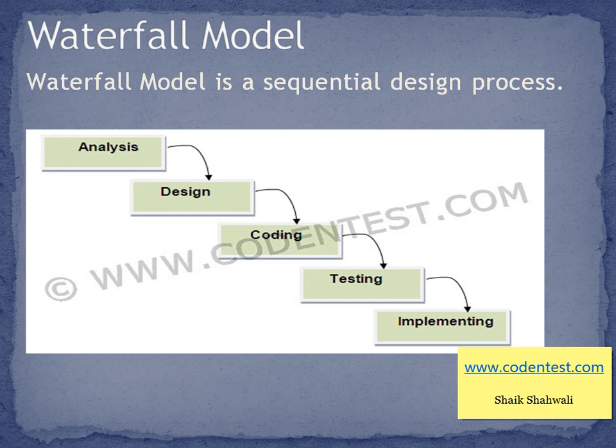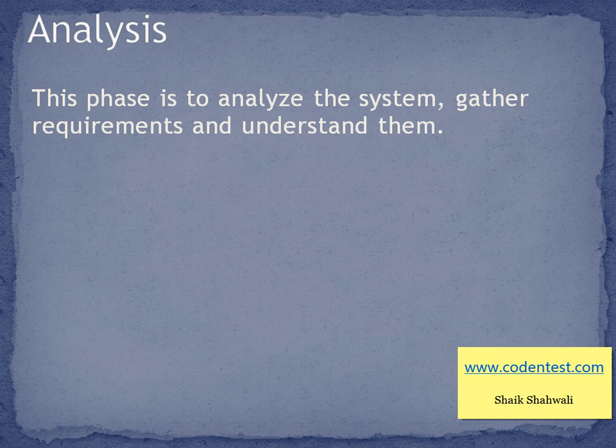Let me give you a brief description of the phases in a waterfall model. These are the same as the phases in a fundamental SDLC process which I explained in the last video. First we'll see analysis. This phase is to analyze the system and gather requirements. If the requirements are complex, we need to break them down into parts to understand them. This phase involves noting down the requirements given by the customer and understanding them.